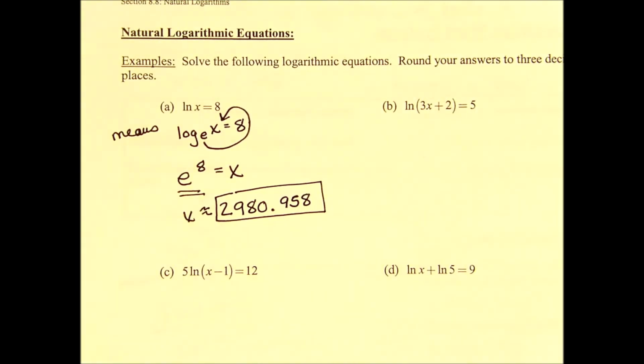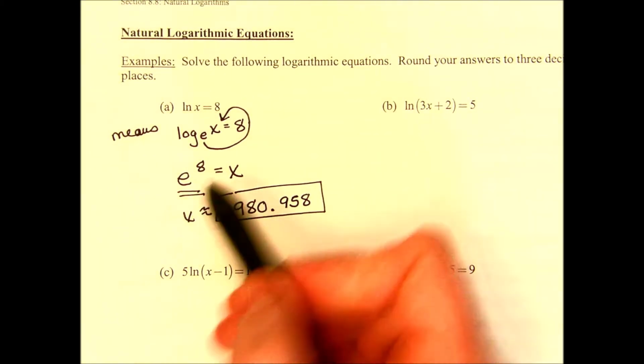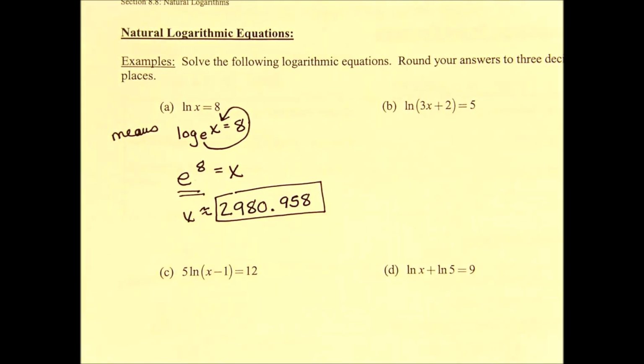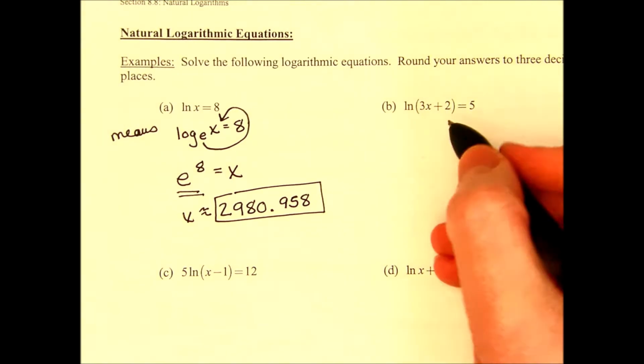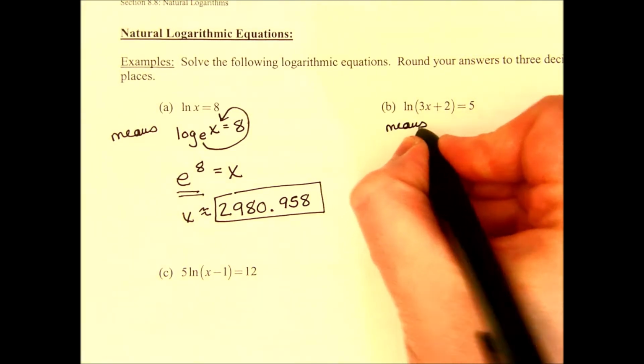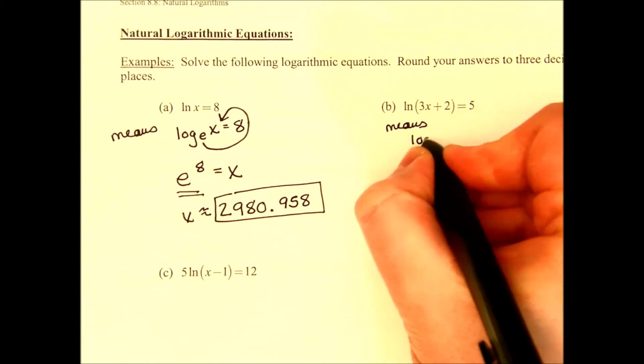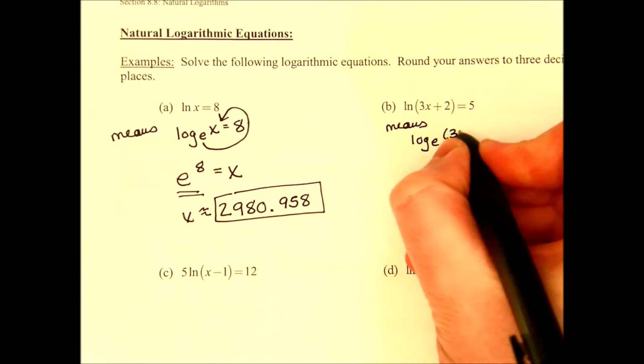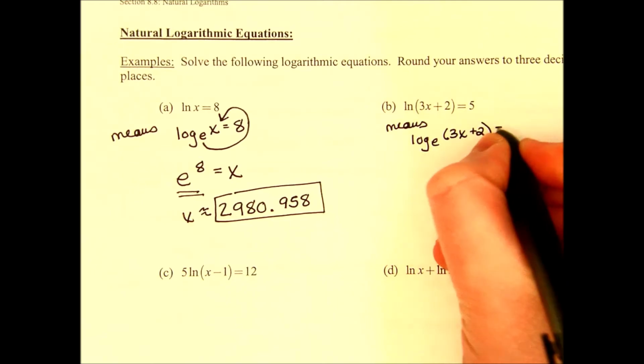Natural log of x equals 8 meant the same thing as log base e of x equals 8. I converted that into exponential form, got e to the 8th equals x, went to the calculator, typed in e raised to the 8th, and got 2,980.958. Letter B. Well, that original problem with the natural log means the same thing as log base e of 3x plus 2, which equals 5.